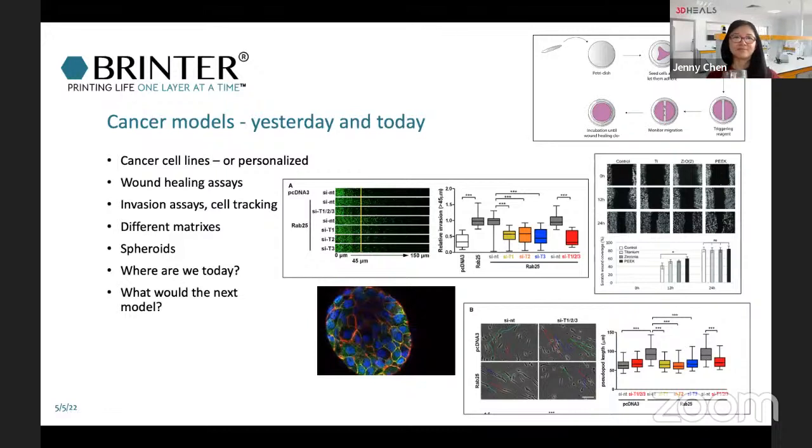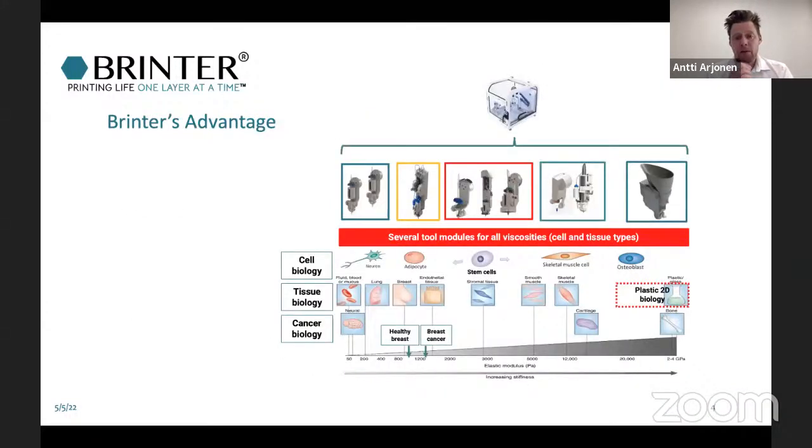What would be the next best model to cope with the cancer biology? Where are we today? I want to present to you a printer and the ductal carcinoma breast cancer model that we have, and it has been working very fine. With the printer, one can basically print any kind of different viscosity of different materials and combine them.